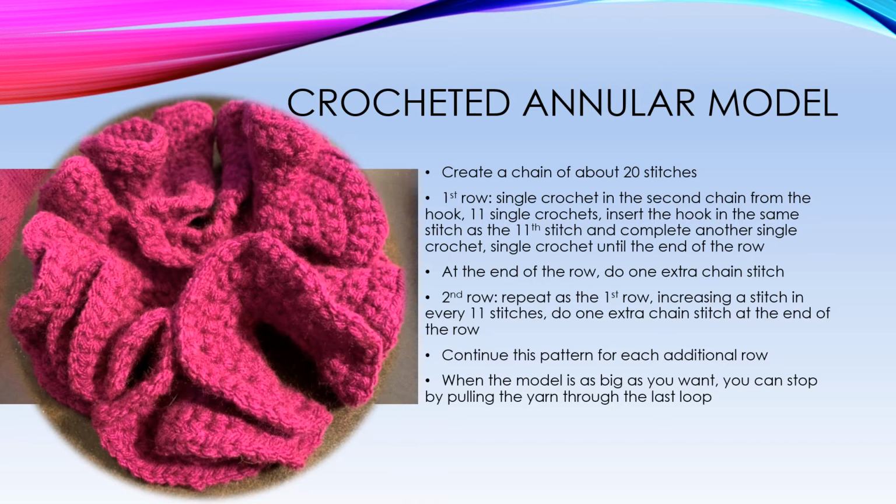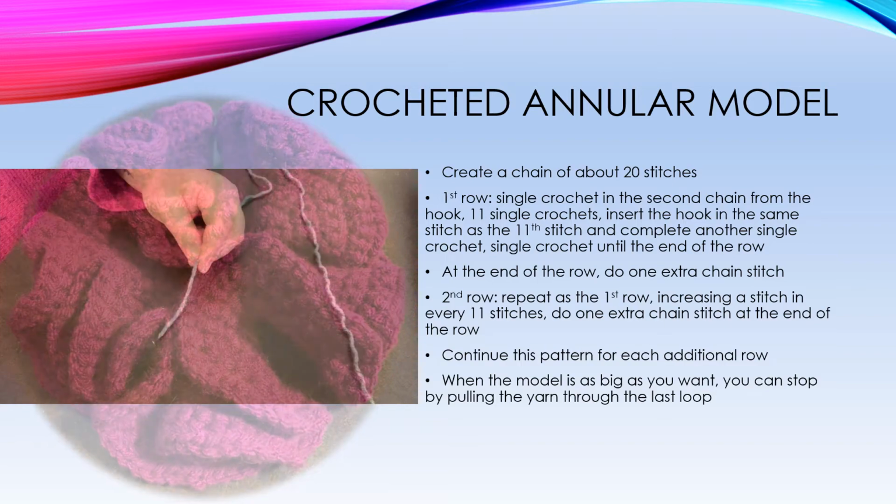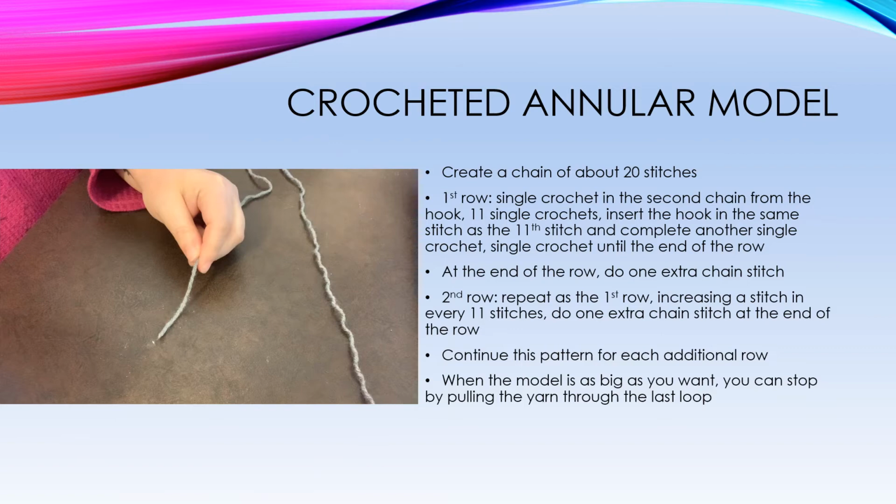In the first model I made, I added a stitch in every third stitch. This led to a ruffling effect very quickly. I felt this would not be the easiest to use if I wanted to demonstrate properties of hyperbolic geometry, so I made a new one. In my new model, I added a stitch every 11 stitches.